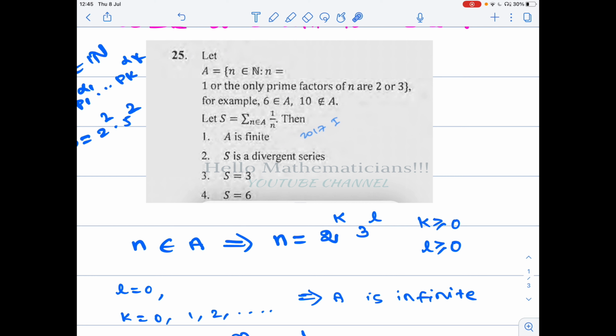Now, in the problem, we want to find S. What is S? S equals the sum over n belonging to A of 1 by n. Basically, you look at the reciprocals of all the elements in A and sum them. Then the options are: A is a finite set, S is a divergent series, the sum value is 3, or the sum value is 6. Let's see what is the correct option.